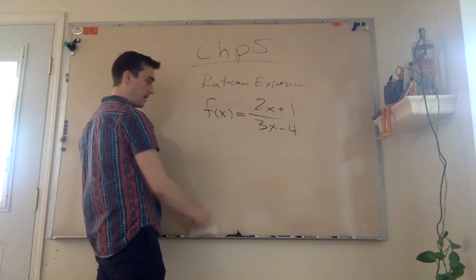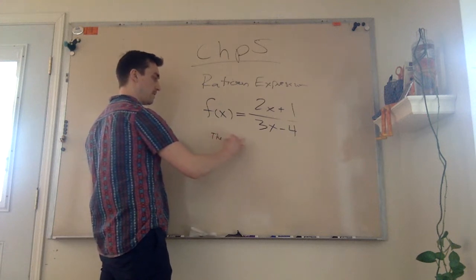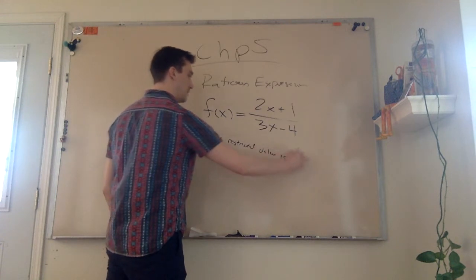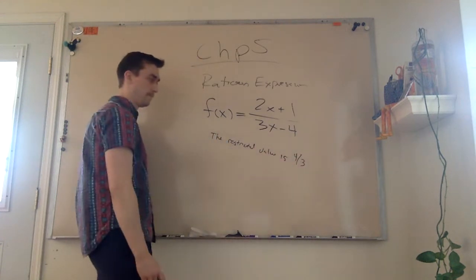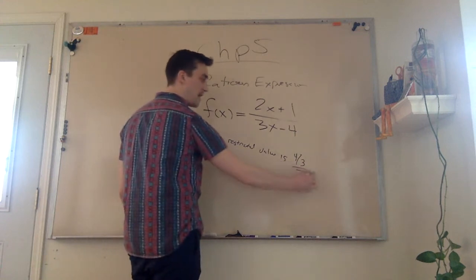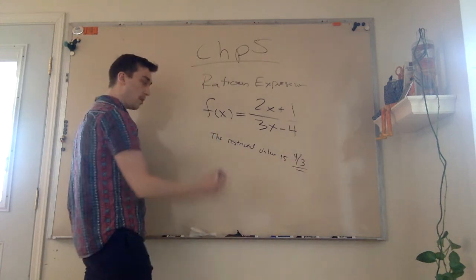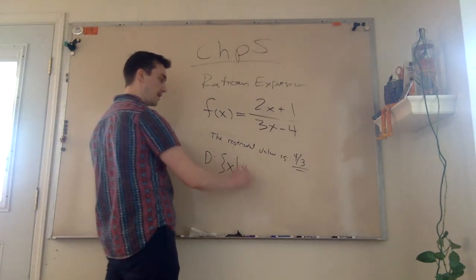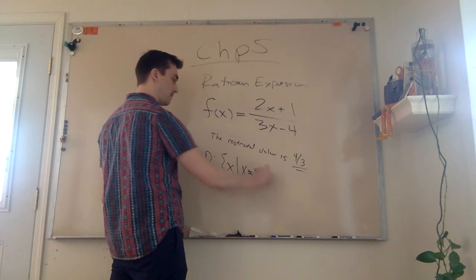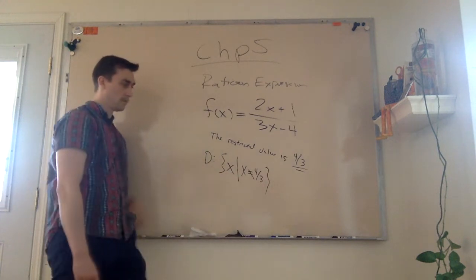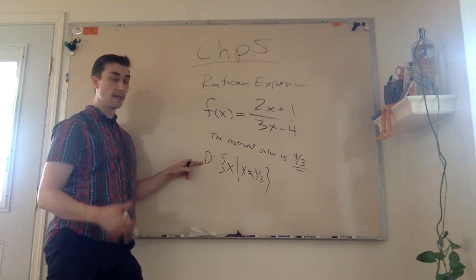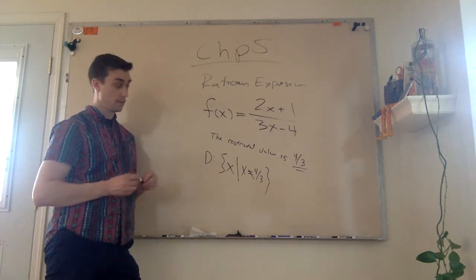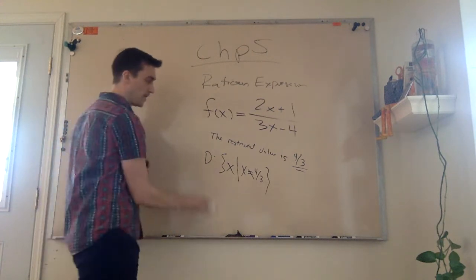You could say something like the restricted value is 4/3. Right, so there is one restricted value in this case, and it's 4/3. Or you could say the domain of the function is the set of all x's such that x does not equal 4/3. Right, so you see the difference? Domain is everything except 4/3. The restricted value is 4/3. Cool. Here's another example of that.